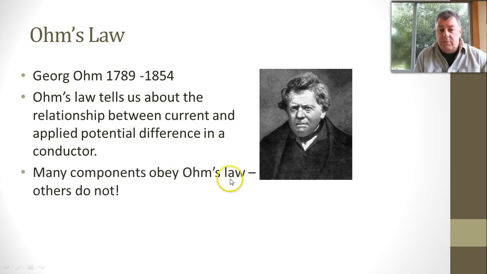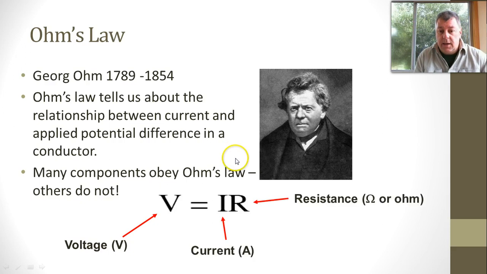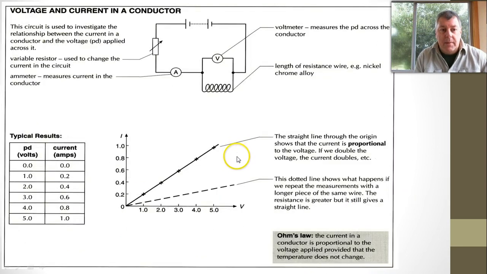Many components obey Ohm's law because it is a law, but they don't have to, so others do not. But if they do obey Ohm's law, it's written as V equals IR, which is on your information sheet, where V is voltage, I is current in amps, and R is a new term for us, the resistance, and it's measured in ohms, which is also given by this symbol here. So this pretty much explains Ohm's law.